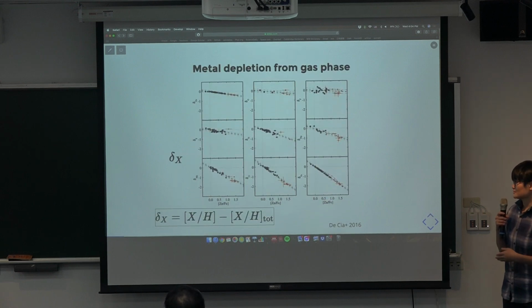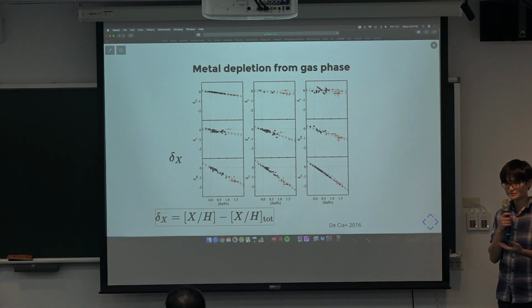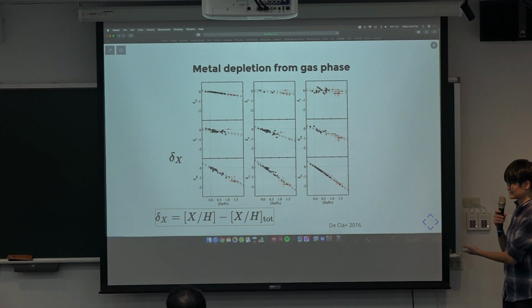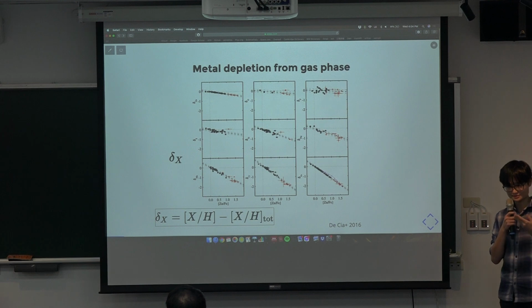This is a measurement of some galaxies. It shows the metallic depletion from the gas phase. That is, some of the metal is captured by the dust, so it is removed from the gas. This will change the chemical abundance in the galaxy ISM.